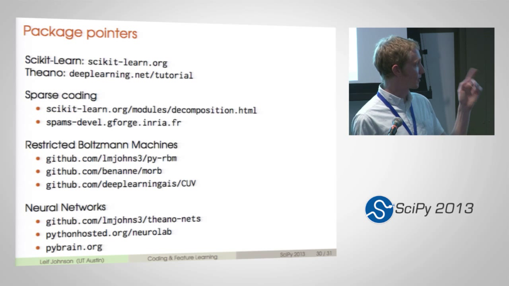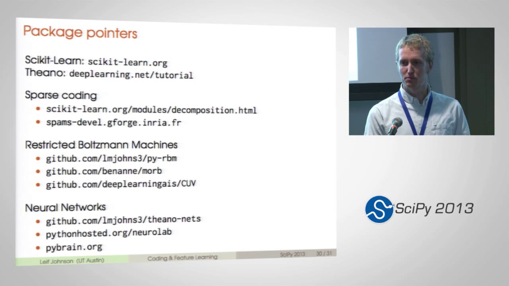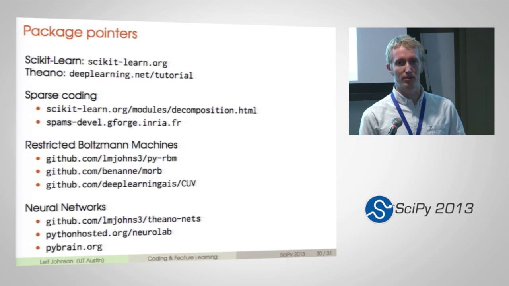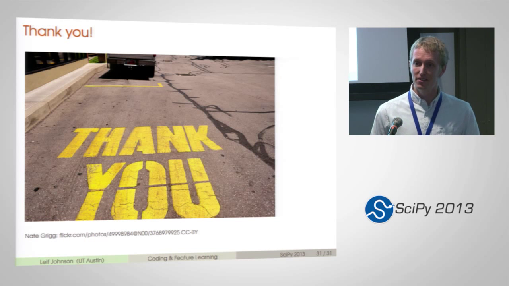And then finally, for neural networks, I have this Theano package. There's NeuroLab, there's PyBrain, there's PyLearn 2, I think someone just mentioned earlier today. There's all kinds of different stuff for neural networks too. So that's it, thanks, and I'll take any questions.